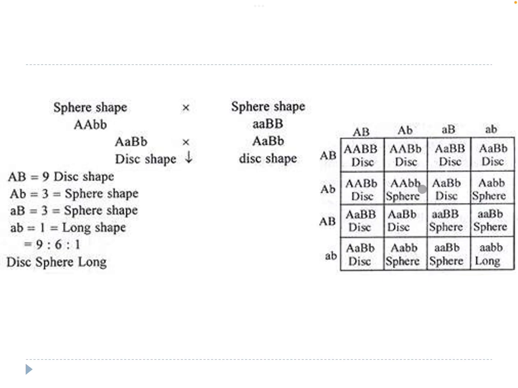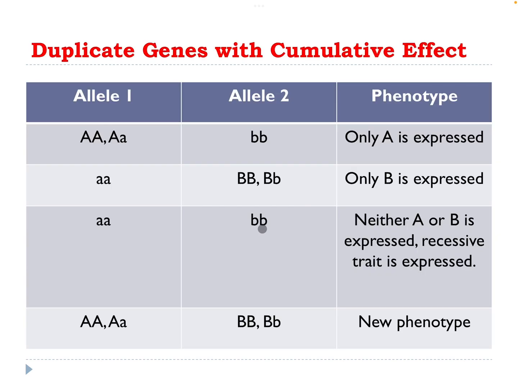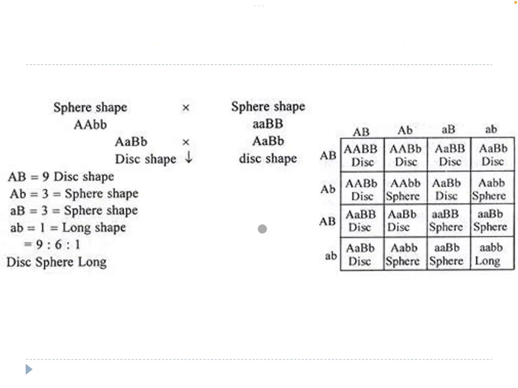But in the absence of the B dominant, you will only express the sphere. In here, the frequency is 1, 2, 3, 4, 5, 6. But if it's recessive for both, you will produce a long shape. So that's duplicate genes with cumulative effect.